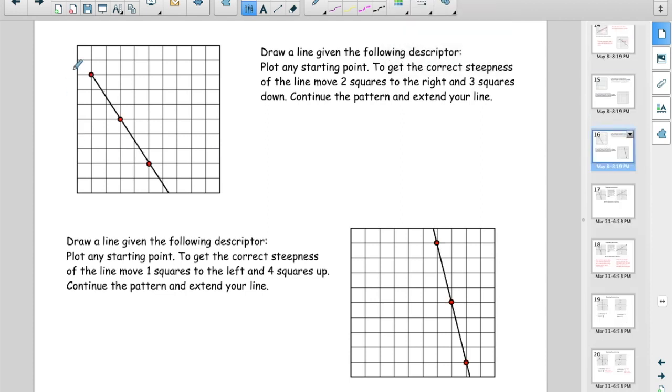All right, so taking it up, I chose to start here, and I just want you to notice I do have the correct steepness. I'm moving 2 to the right and 3 down, 2 to the right and 3 down. But you could have picked this up, and this could be positioned anywhere, but we do need to position it at a lattice point. So it could have been here, it could be here, it could be there.